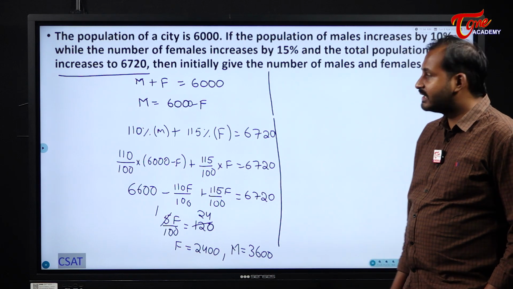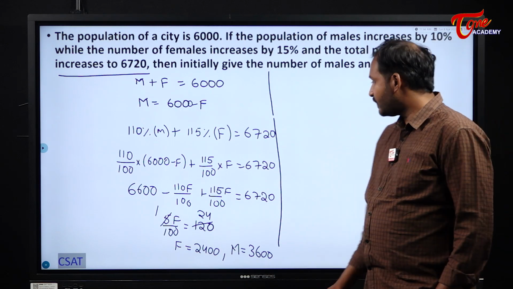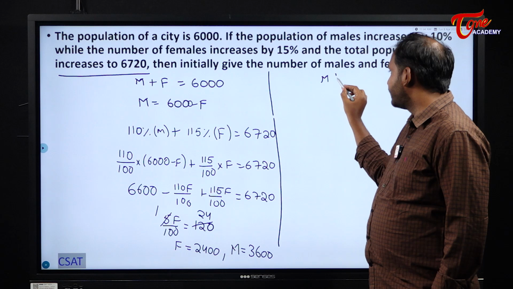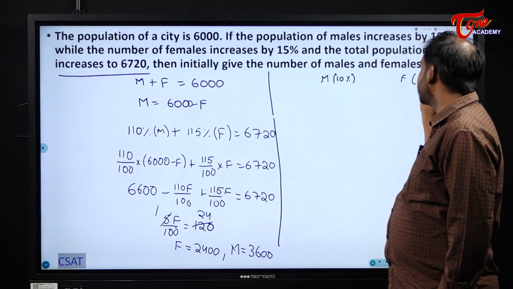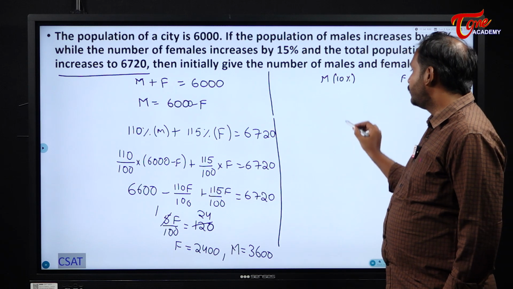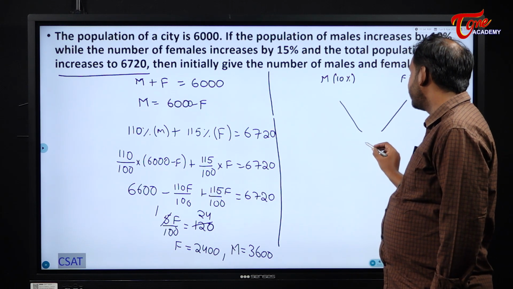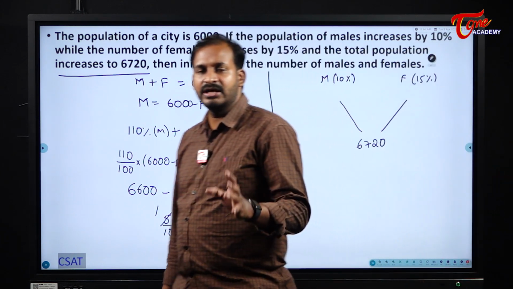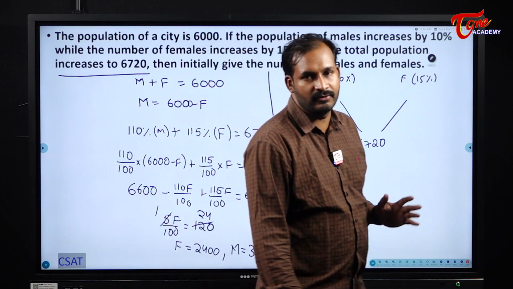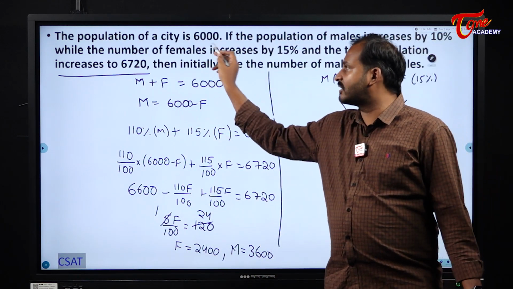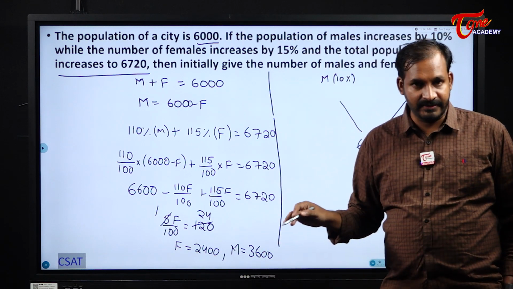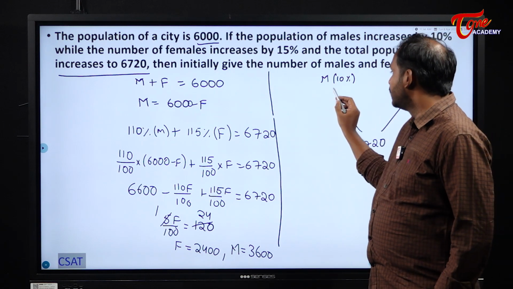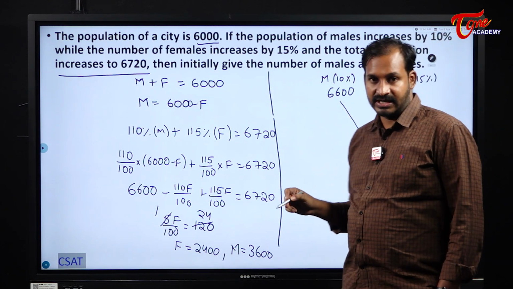This is one method. The other method is, see here, the alligation method. So male and female are there. Male population is increased by 10% and female population was increased by 15%. Due to this increment, the population became what for me? 6720. Now see here, for the time being, I will assume that the entire population in the village is male only. So what is the actual population of that village? 6,000. If all the persons are male, the population would have increased by how much? 600. Why? Because 10% of 6,000 is 600. So the population might have become 6,600.